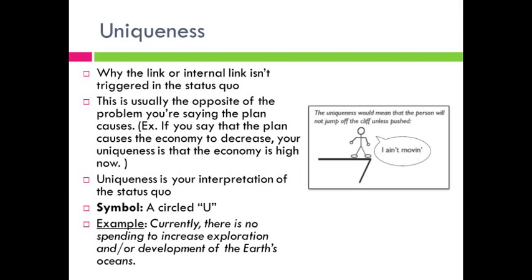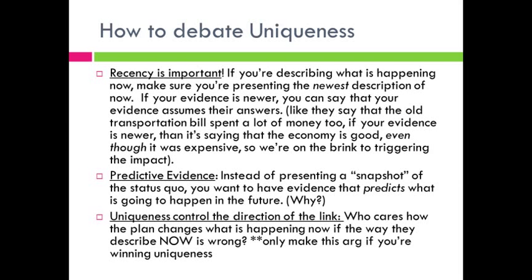An example with a spending Disad is that currently there is no spending to increase exploration and or development of the Earth's oceans, contextual to the AF. If you're reading the aquaculture AF, then it would be aquaculture. So there's no aquaculture spending now. Okay, so how do you debate uniqueness?